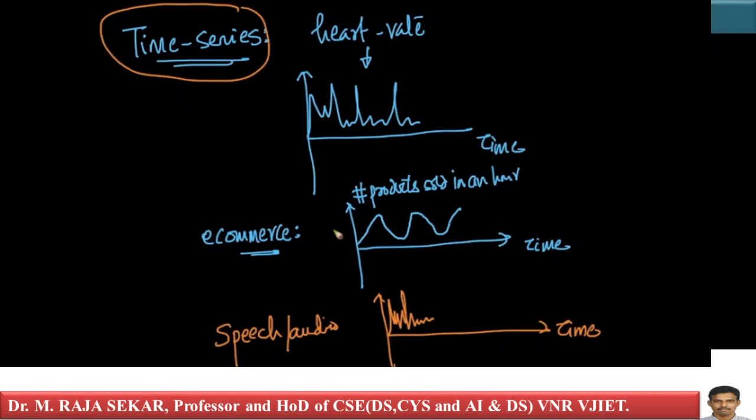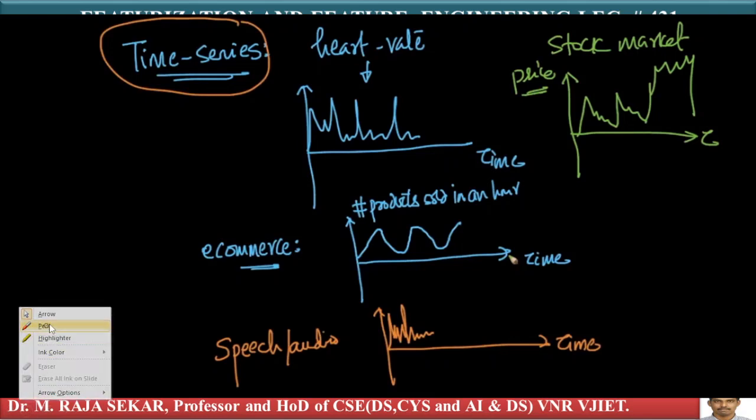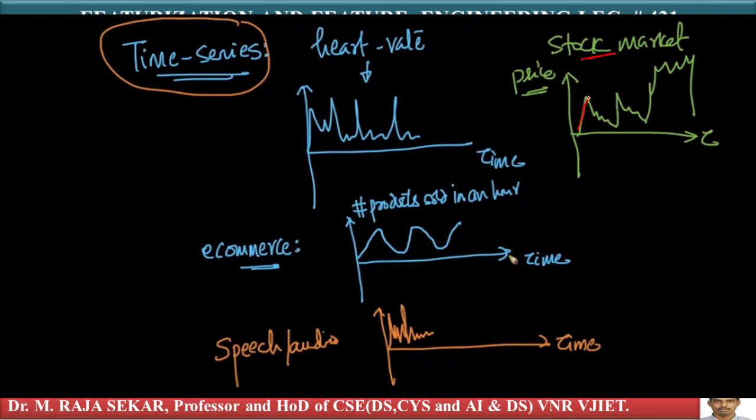Similarly, you also see stock market data. A very interesting example of time series data is stock market data. In stock market data, you have time on the x-axis and stock price on the y-axis, isn't it? Of course, it goes up and it also comes down. It has lots of patterns in it.